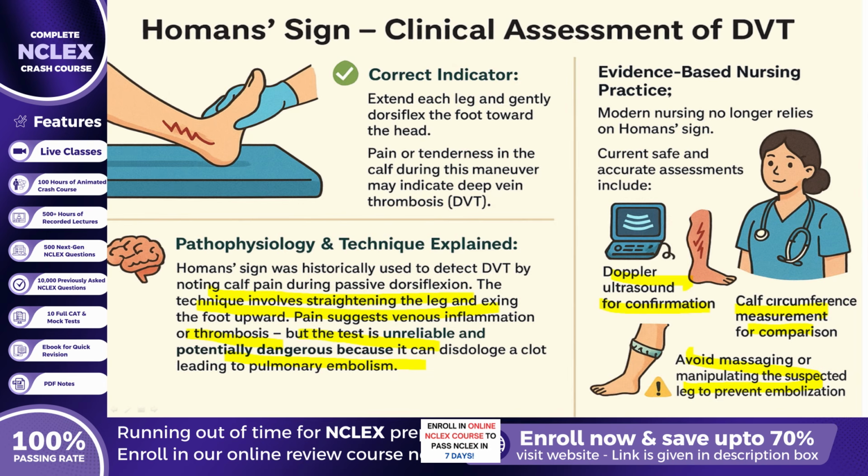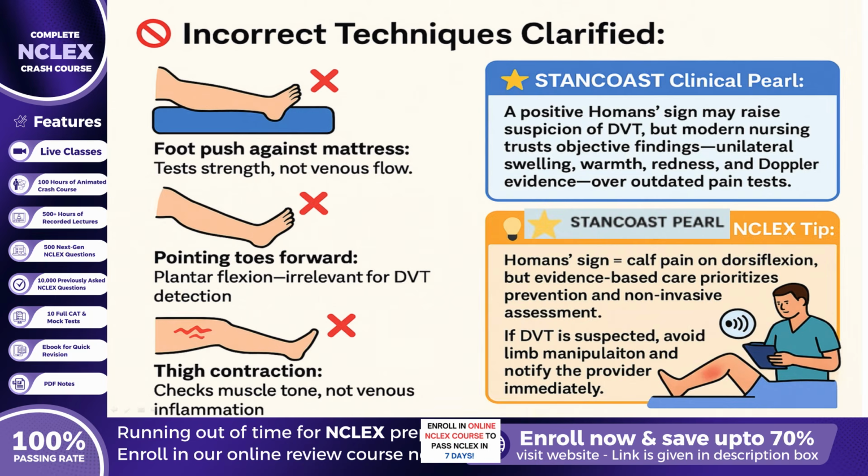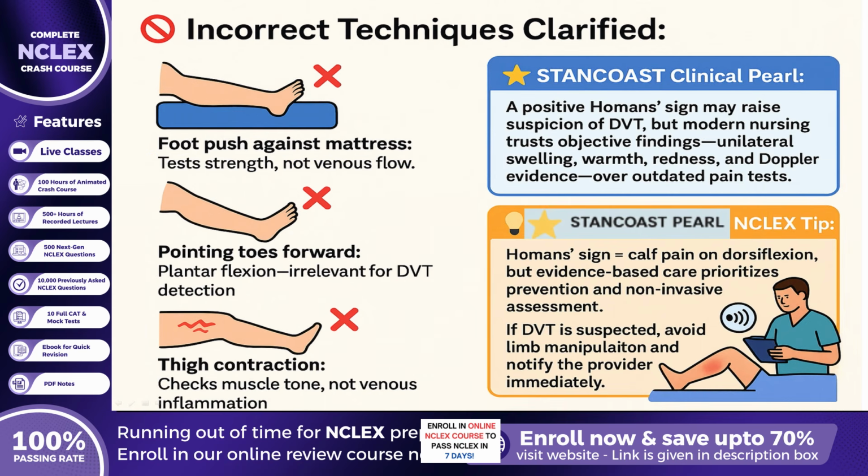As for the incorrect options, Option A, having the client push the feet against the mattress, merely tests muscular strength and does not assess for venous obstruction. Option C, asking the client to point the toes forward, involves plantar flexion, which does not stretch the calf muscles or assess for venous tenderness. Option D, asking the client to contract the thigh muscles, evaluates muscle tone rather than venous inflammation, making it clinically irrelevant for DVT assessment.